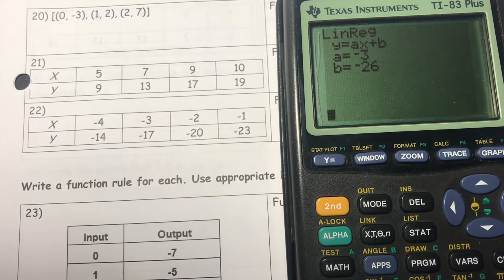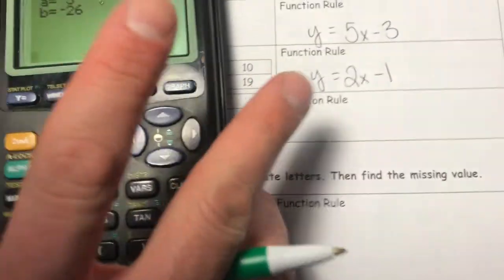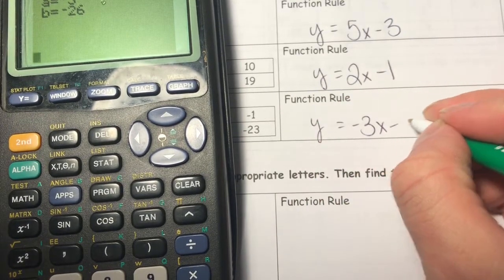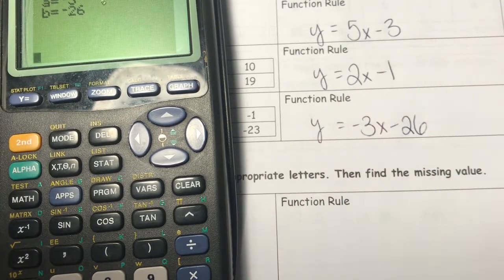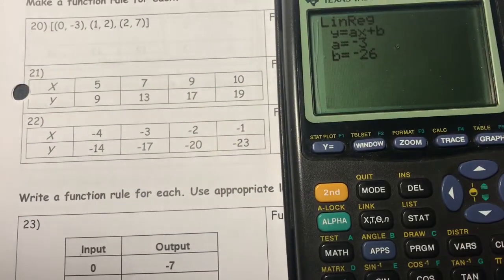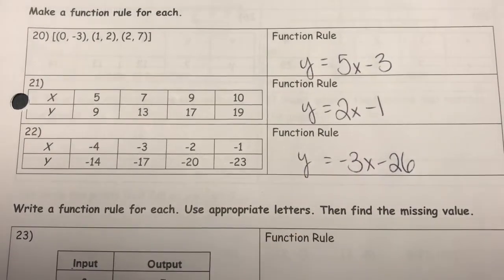Oof, y equals negative 3x minus 26. Okay. Linreg, linreg, linreg. That's that for that. Let me move that so you can see the answers.